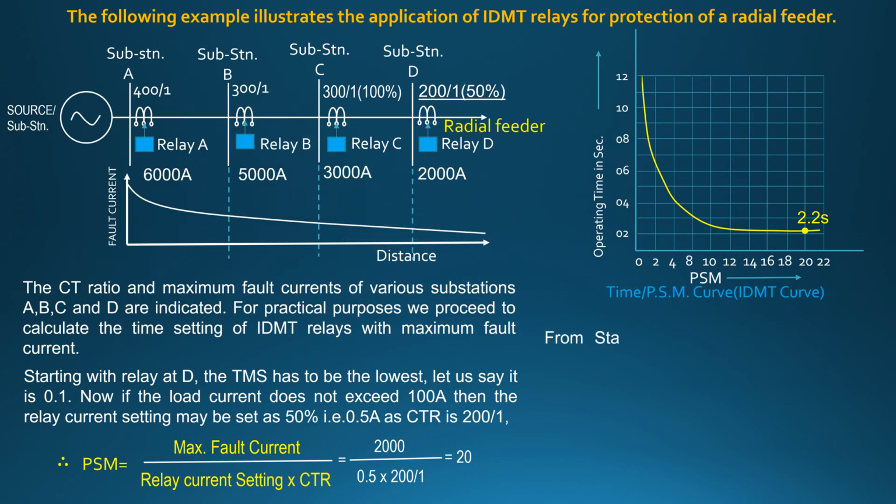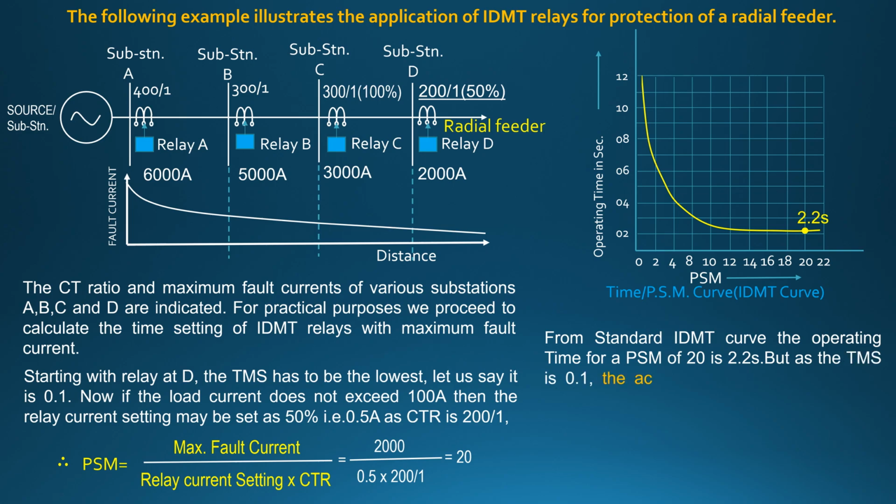From the standard IDMT curve, the operating time for a PSM of 20 is 2.2 seconds. But as the TMS is 0.1, the actual time setting at D will be 2.2 into 0.1 is equal to 0.22 second.